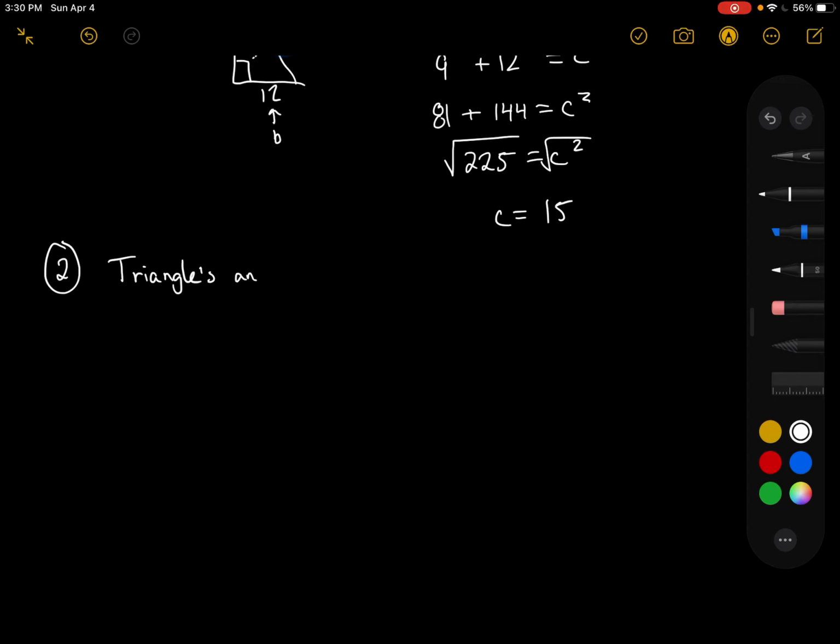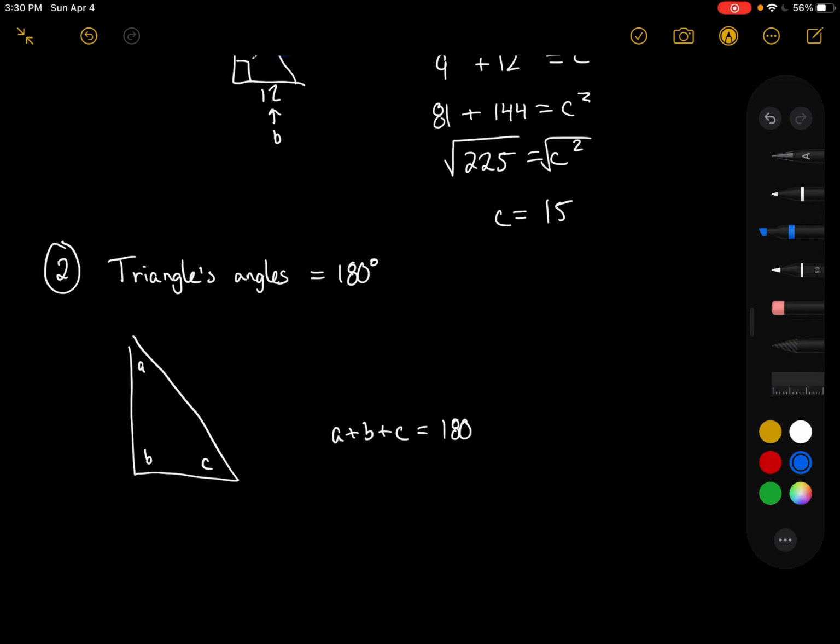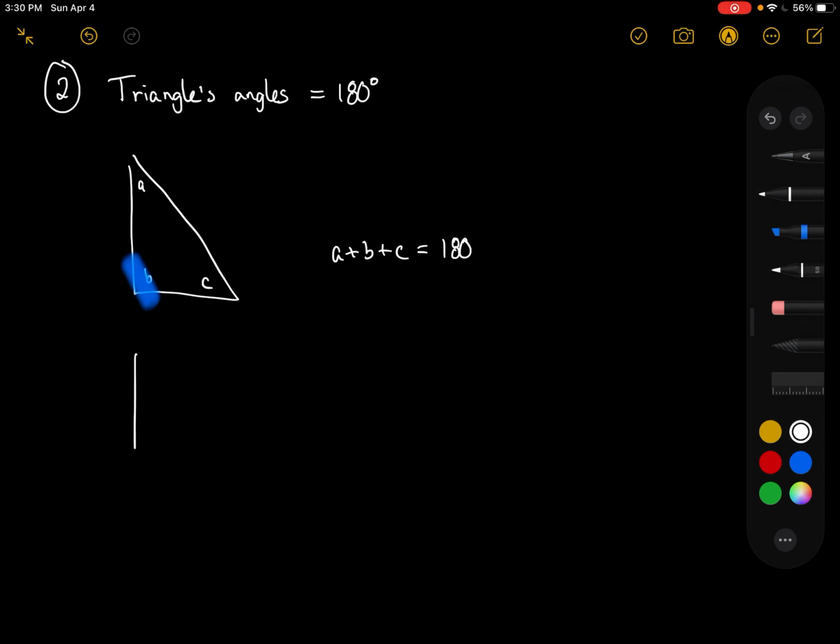The second thing to remember is triangles add up to 180 degrees. So if you're looking in any triangle with angles A, B, and C, we know that A plus B plus C, in this case, equals 180. Now, if we're in a right triangle, we're going to know that that will be 90 degrees, but in other triangles, maybe not. But again, an important property to know.